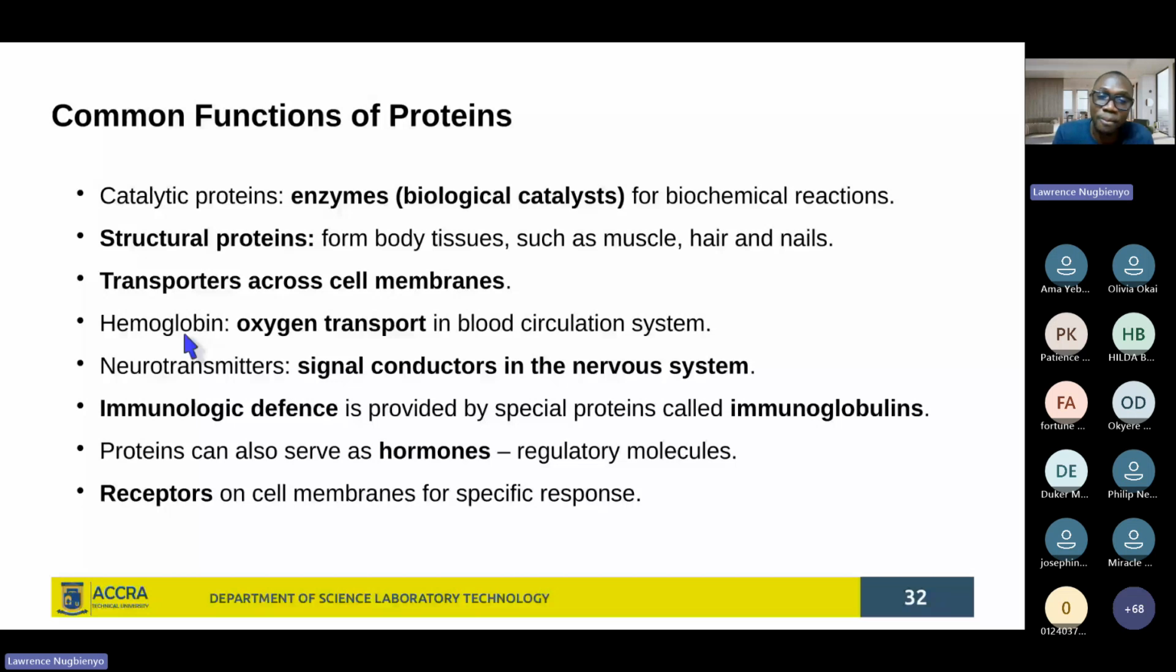Some proteins form complexes with carbohydrates, what we refer to as glycoproteins. And these act as receptors, say on the surface of the cell membrane for recognition of some specific signals.